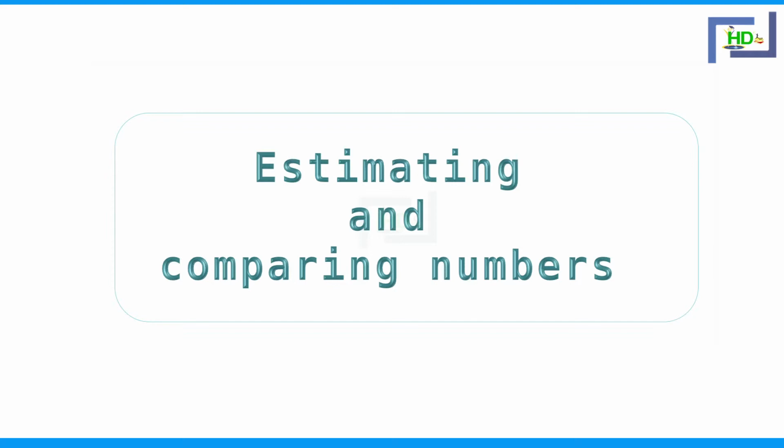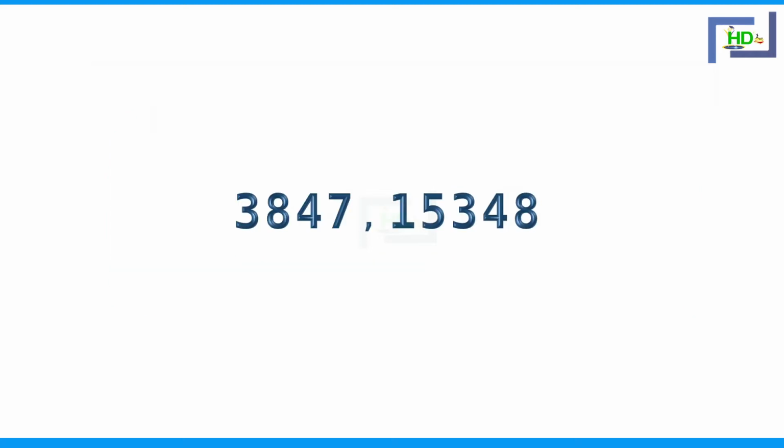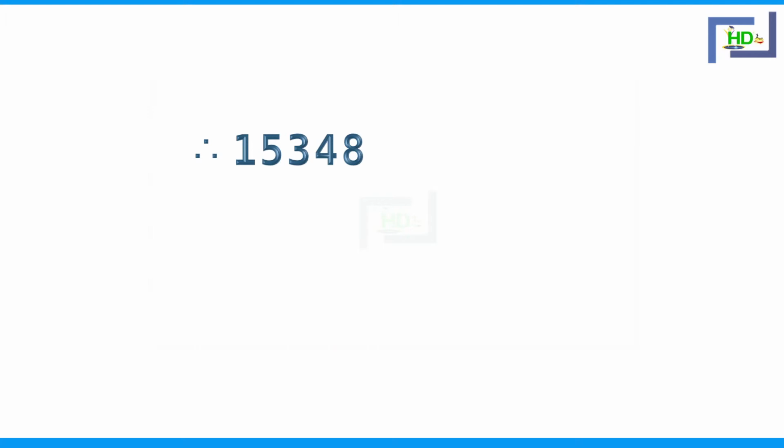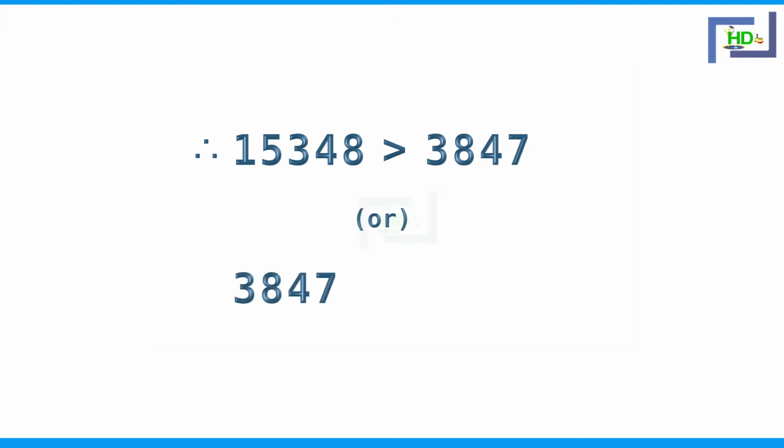Estimating and comparing numbers. Take an example. Identify the greatest and smallest numbers from these two numbers. Now we can identify them easily by simply counting the digits in the numbers. Now if we see these two numbers, the first number has 4 digits and the second number has 5 digits. That is, the number having 5 digits is greater than the number having 4 digits. Therefore we can say that 15,348 is greater than 3,847. Or we can say that 3,847 is less than 15,348. That is, here the greatest number is 15,348 and the smallest number is 3,847. Now take another example.